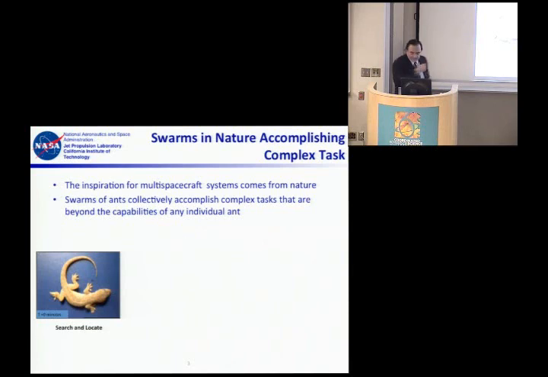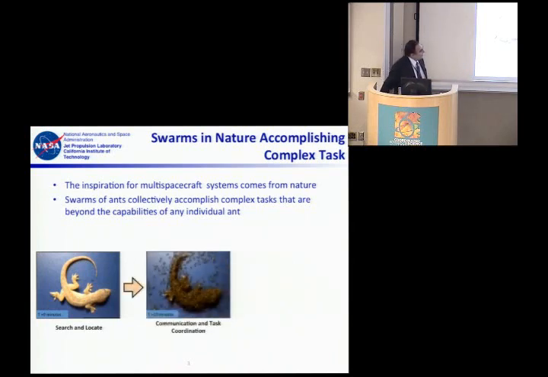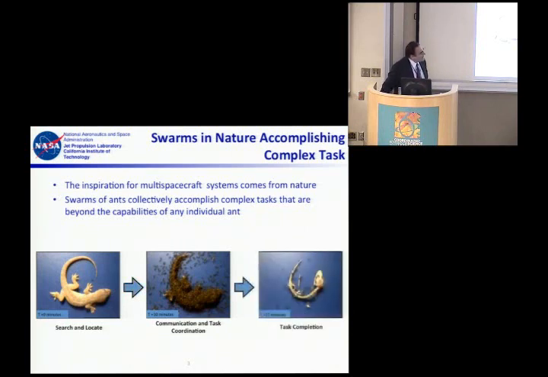But if you notice, there's this lizard right here and this ant, and in about 10 minutes later, you see all these hundreds of other ants that are attacking the lizard, and what I call, at the very end, task completion. 15 minutes later, that's what's left of it. And the message is that the task of getting to this stage could never be done by this individual.